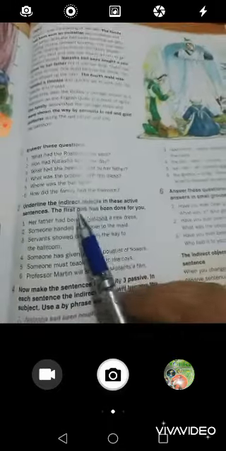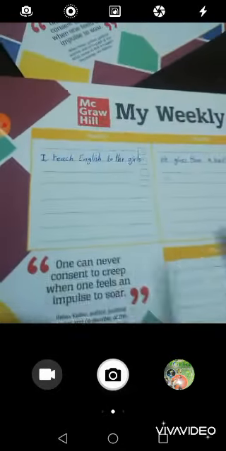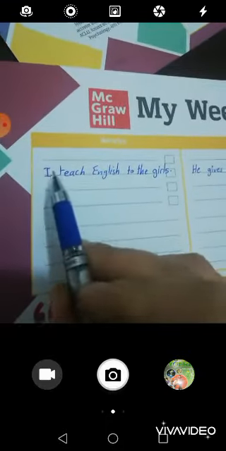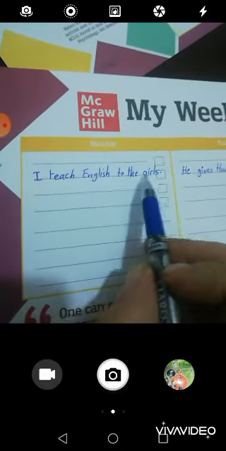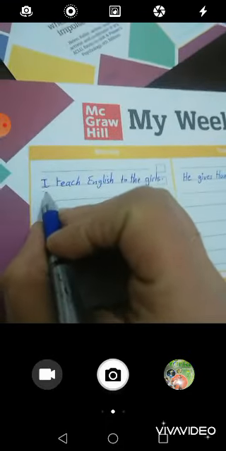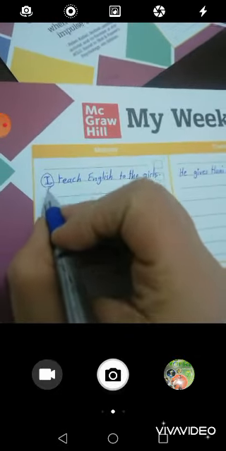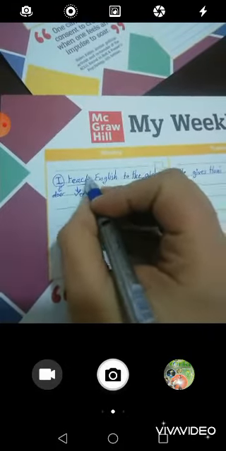Okay, in this lesson we will talk about the indirect objects. So what does it mean, indirect objects? Look with me at this example. I teach English to the girls. Who is the doer of this sentence? I. I is the doer. What is the verb? Teach. Teach is the verb. I teach what?